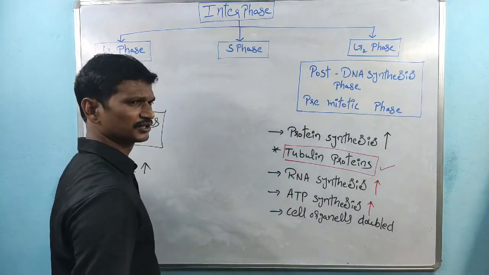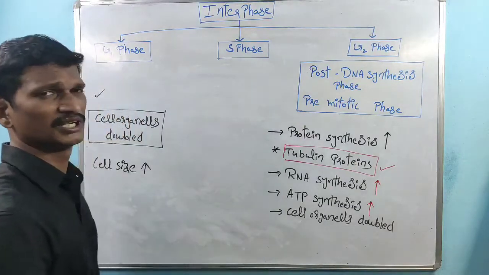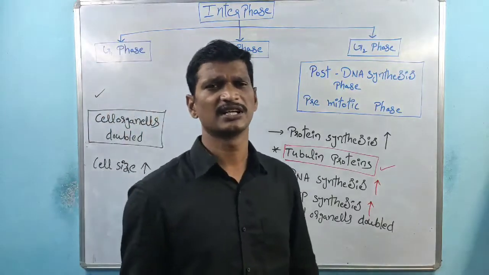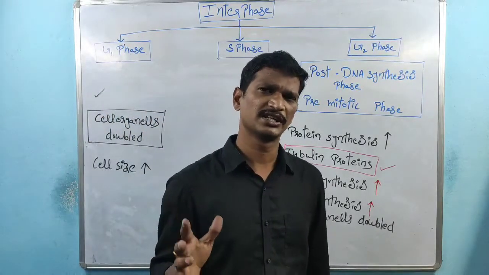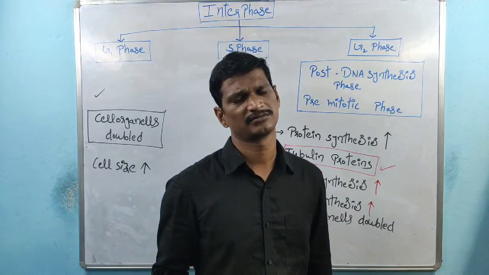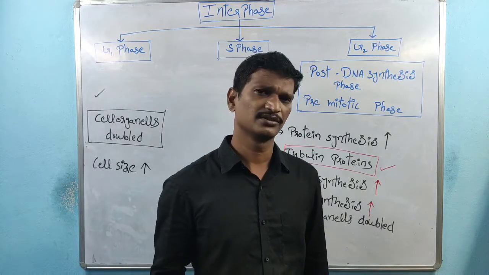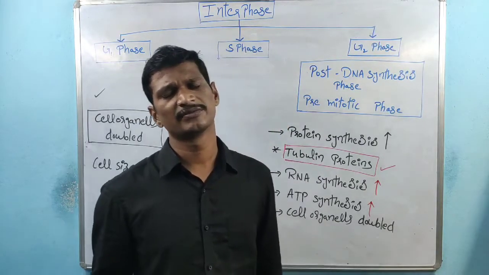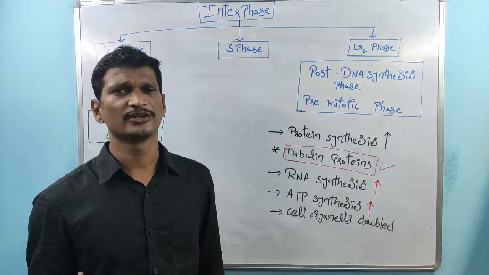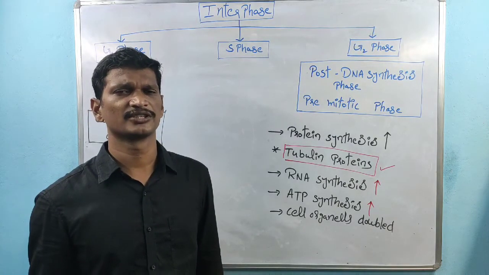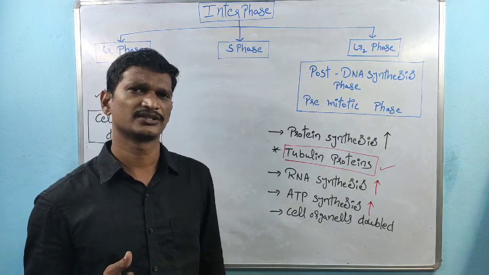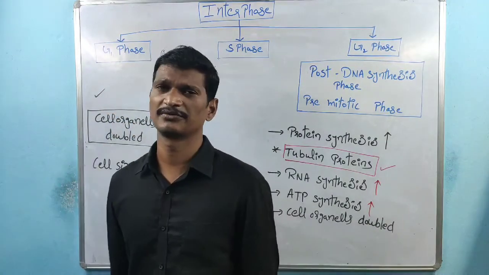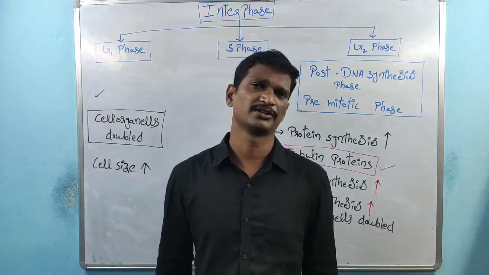Here ATP synthesis takes place. During the cell division process, energy is required. So whatever components are required for the cell division, all these components are synthesized in interphase. Interphase prepares all the components required for the cell division. In the mitotic phase, karyokinesis and cytokinesis processes take place. That is about the interphase. Next we will discuss the mitotic phase, right?